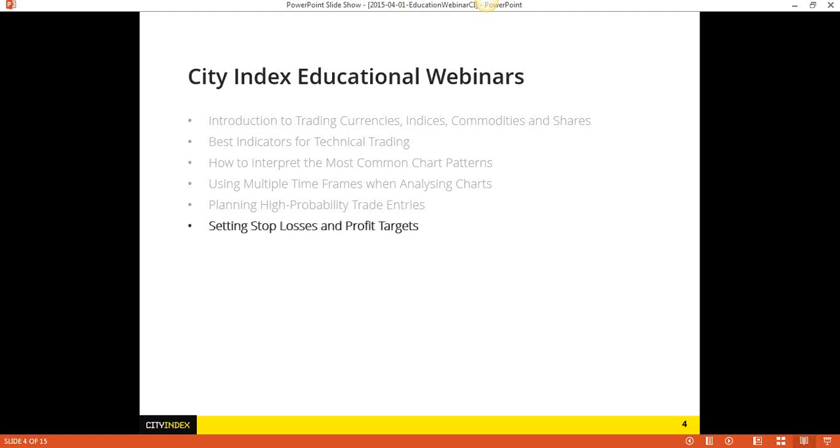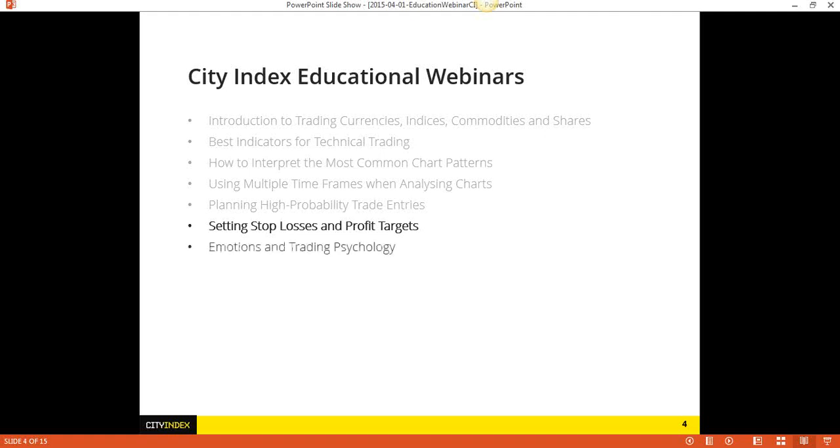Last week we talked about how trade entries are only half the story when you're trading. The exits are as important, or possibly even more important than where you actually get into the trade. And it takes a little bit more doing in terms of planning your exits. I'm going to talk all about that today.